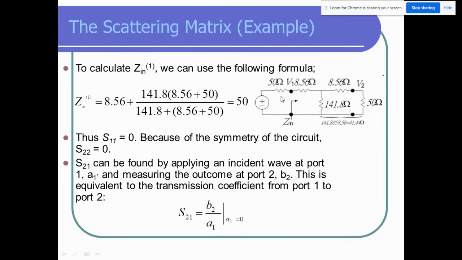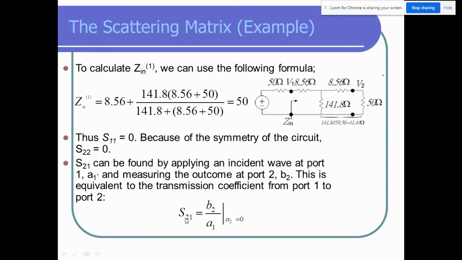Similarly, this is your task that you need to do. You need to terminate here with 50 ohm. Disregard this one. So the whole thing comes here, and this comes here. So this is 50 ohm, and when you look at here, you will find the same 50. That's how you will get S22 is 0 also. So we get two elements, S11 and S22, both 0 already.